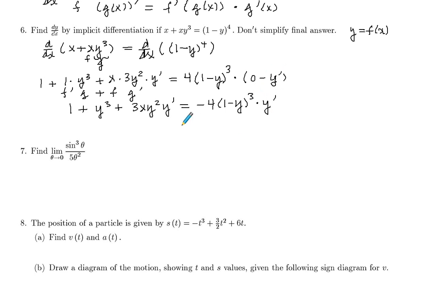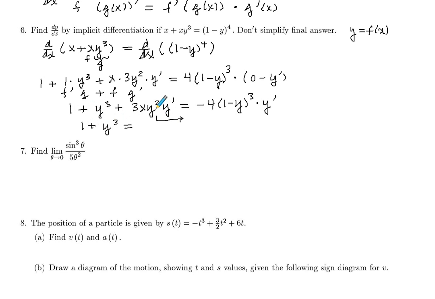And now here's a y prime term, here's a y prime term. We want to get those on the same side. So why don't we go ahead and pull this over on the right hand side as a negative. So 1 plus y cubed is going to be left on the left hand side.